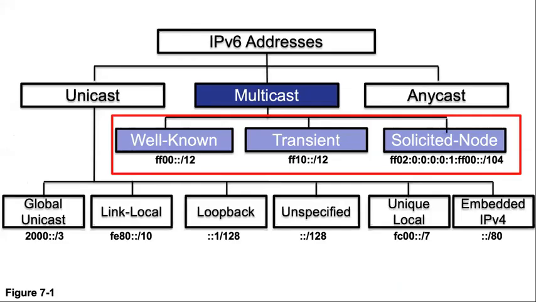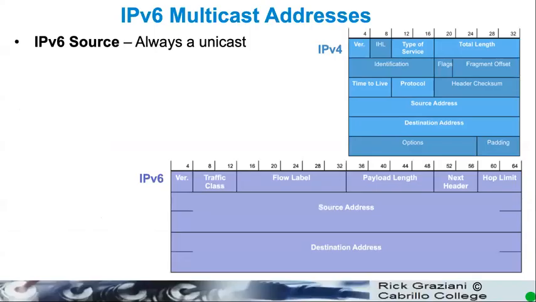Okay, so here's our familiar roadmap, and we can see there's multicast addresses, and there's actually three types: well-known multicast, transient, and solicited node. And we'll be talking mostly about well-known and solicited node. We'll get to transient as well, but the emphasis will be on the well-known and solicited node.